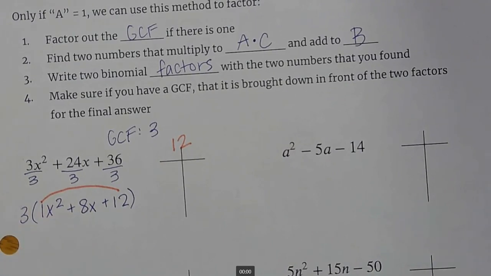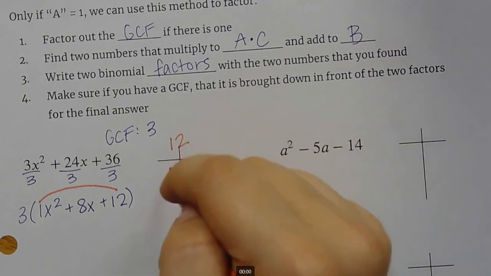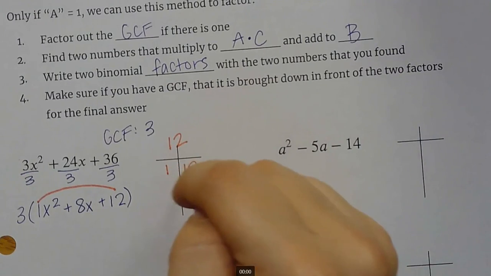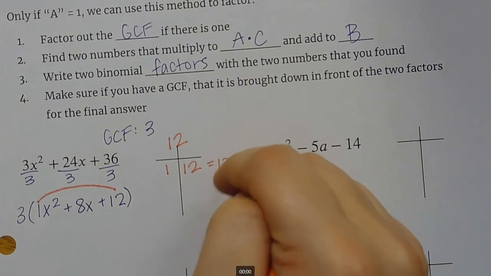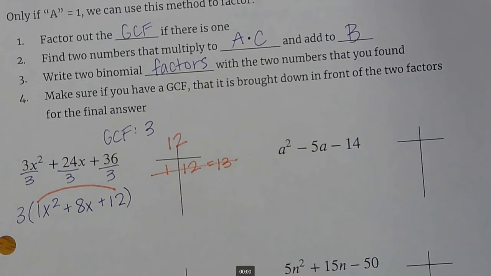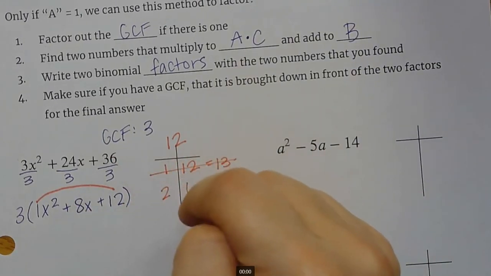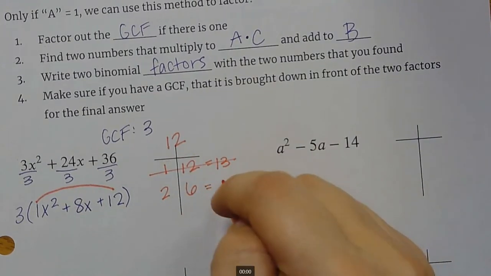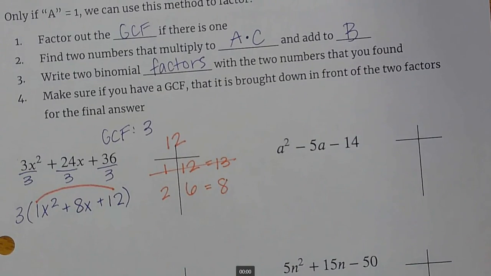Numbers that multiply to 12 are just factors. So I could do 1 times 12 is 12, right? What's 1 plus 12? 13. Is that what I'm looking for? No, so these are not the factors I want. What's another factor of 12? 2 times 6. 2 times 6 is 12. What's 2 plus 6? 8. Is that my b value? Yes. We all see that?